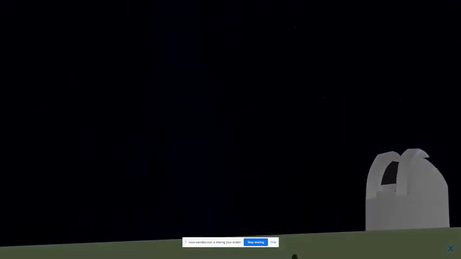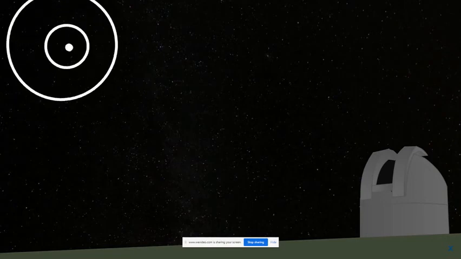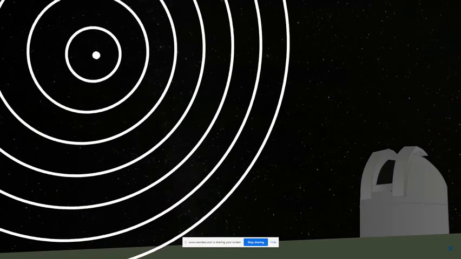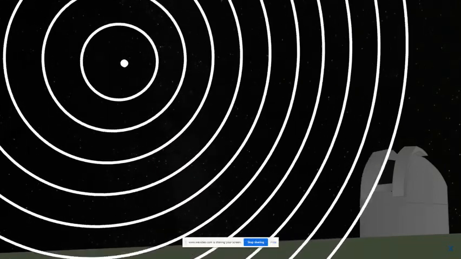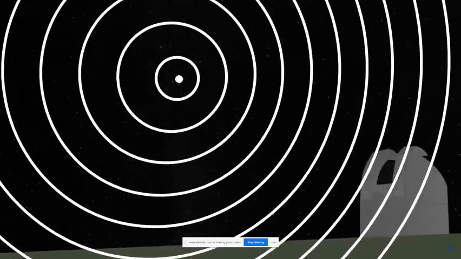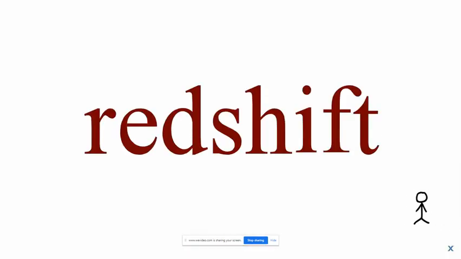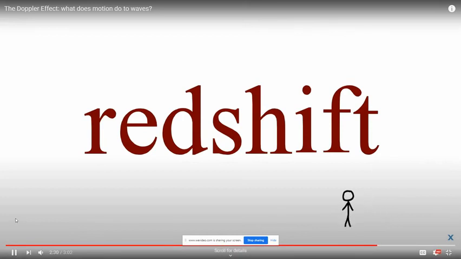So let's say you look at your observatory and you see a star. Just like the car's sound waves, if the star is moving towards you, even just a little bit, the light waves that it emits will be bunched up, meaning that you see the light at a higher frequency than it actually is. Frequency in sound is pitch, so what does it mean for light? Well, if we look at our handy pocket electromagnetic spectrum chart, we see that a small change in frequency for visible light means a change in color. Higher frequency light waves mean bluer light, and lower frequency light waves mean redder light. This is called redshift, and it may possibly be among the weirdest and coolest things of all time.